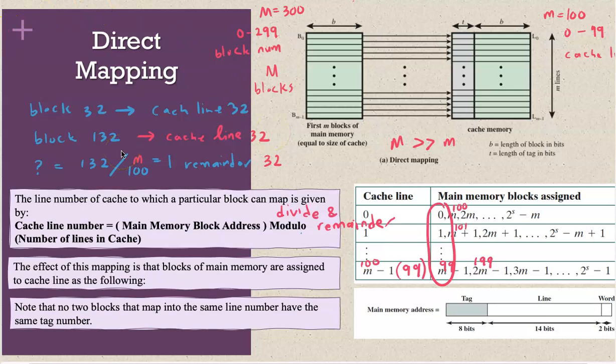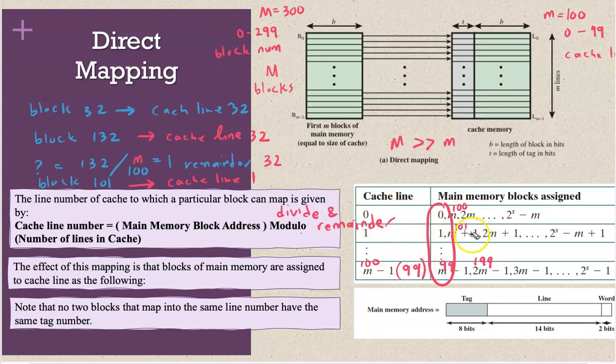Okay, so to test this equation again, let's say we have block number 101. So this would be fairly easier to imagine. To map it onto the cache line, we would divide it by 100 and the remainder would be 1. So the block 101 would be mapped onto cache line 1. So let's see if this table checks out.